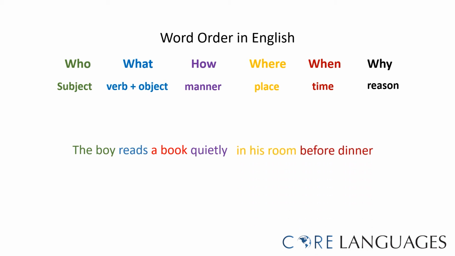In his room, before dinner, to prepare for school. In his room tells us the place, before dinner tells us the time, and to prepare for school gives us the reason. The boy reads a book quietly in his room before dinner to prepare for school.